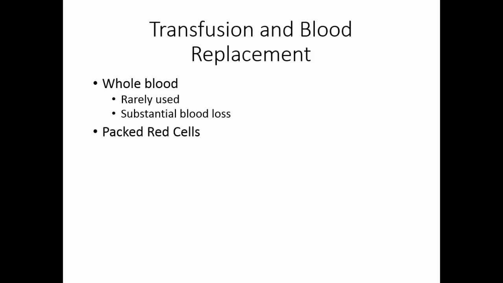From time to time, it is necessary to replace the blood or the fluids in the circulatory system. Whole blood is virtually never used. It's usually broken down into its components. It would be used only if there was a substantial loss of whole blood. Packed cells are given much more frequently, particularly to treat anemias.